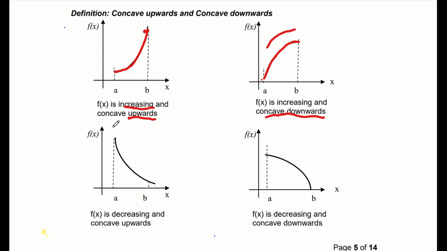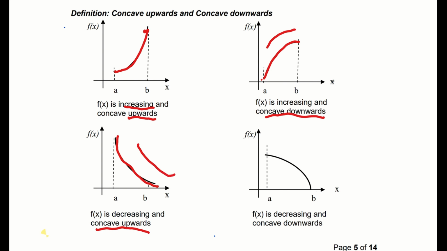What about the third one? For the third one and the fourth one, the function f(x) is decreasing. What about the concavity? For the third one, the graph is concave upward. From point A to point B, the graph is decreasing and concave upward because the graph bends up like that.